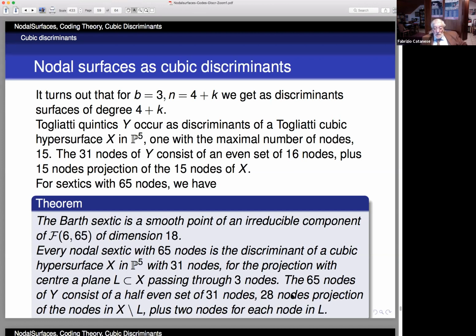passing through 3 nodes. The 65 nodes consist of a half-even set of nodes of 31 nodes, 28 nodes projection of the nodes in X minus L, plus 2 nodes for each node in L. So we get a uniform description of this 65 nodal sextic as discriminants of this cubic hypersurface with 31 nodes, projection from a plane passing through the three nodes.